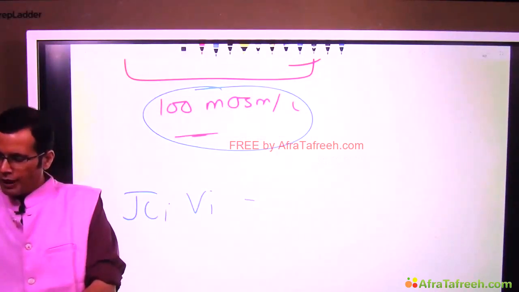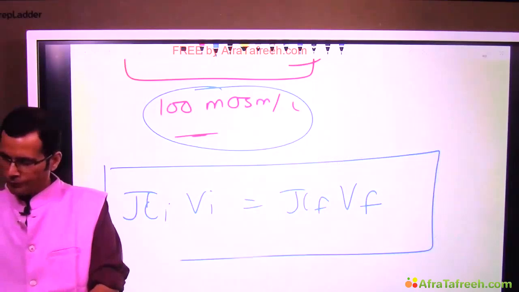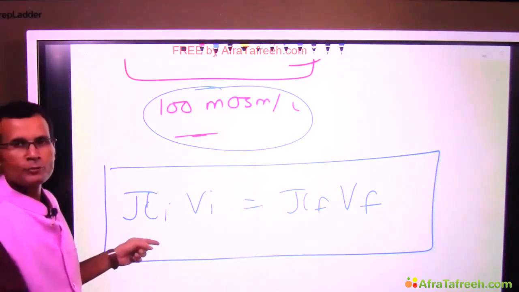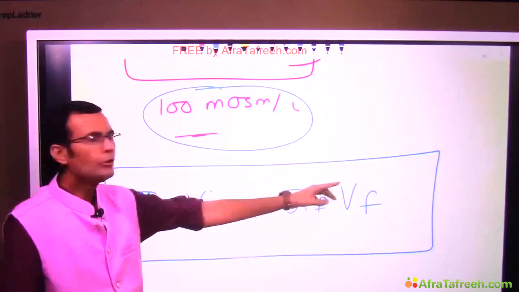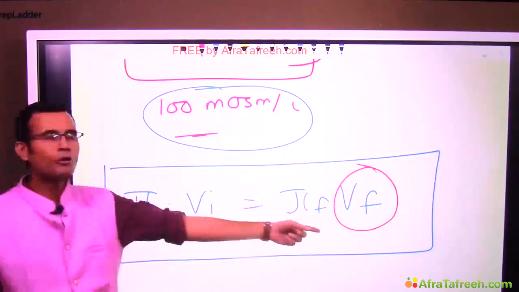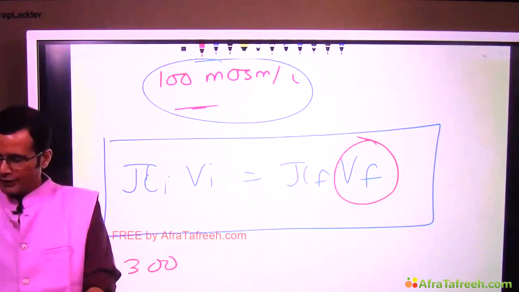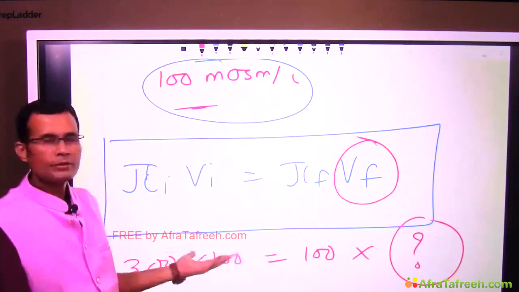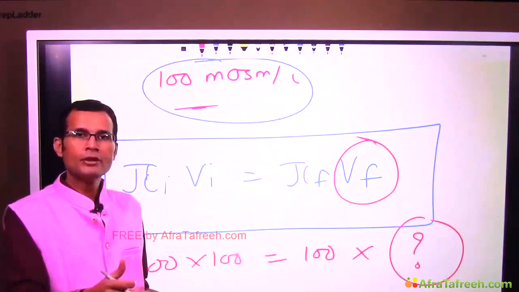πi Vi is equal to πf Vf. Initial osmolarity, or intracellular osmolarity, times initial volume is equal to final osmolarity times final cell volume. So three things have been given and you are asked to calculate the final cell volume. Now it shouldn't be very tough. 300 times 100 is equal to 100 times Vf, so Vf is 300 cubic microns. That will be the final cell volume because water has entered the RBC.